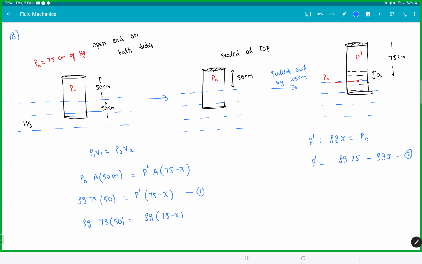Is that making sense? Because of this small height of the liquid, the pressure here will be P dash plus rho g x, which is P naught. The pressure at the surface level has to be P naught. This pressure has to be P naught. Any doubts on this? So sealing on the top was important. Because of that, the air got expanded, pressure dropped, and the liquid went up.